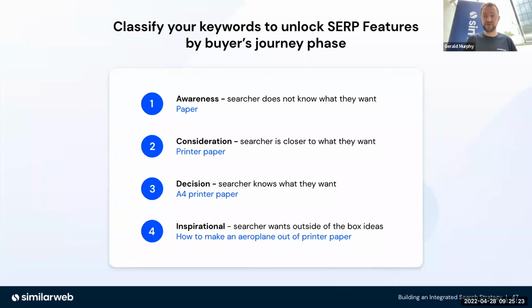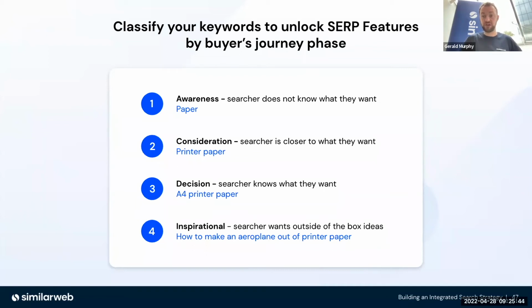Consideration, on the other hand, would be something like printer paper. That searcher isn't looking for paper, which could be wallpaper, it could be for a printer, it could be any type of paper at all. Whereas when someone does a search for A4 printer paper, they know what they want. It's a decision term.